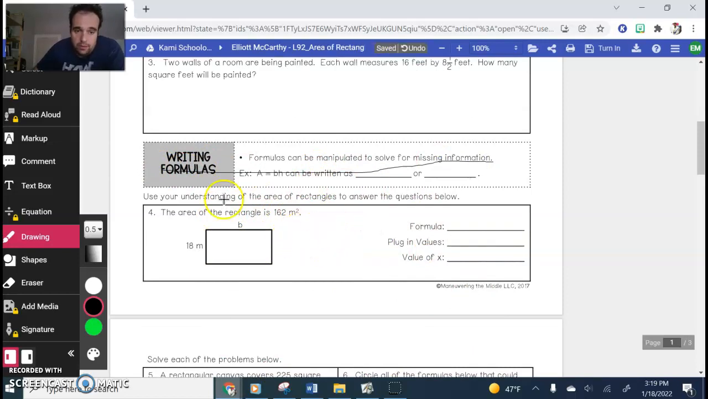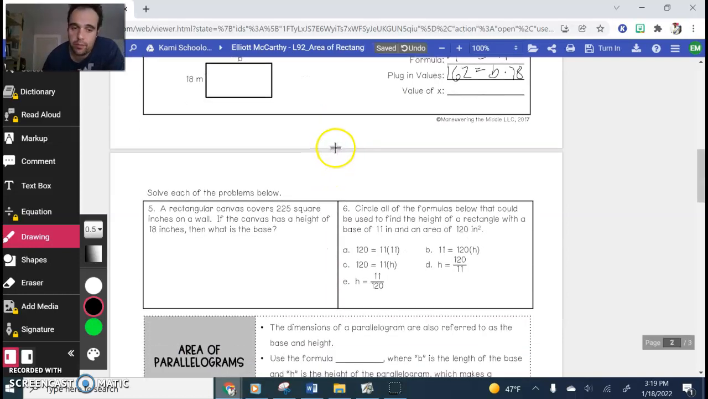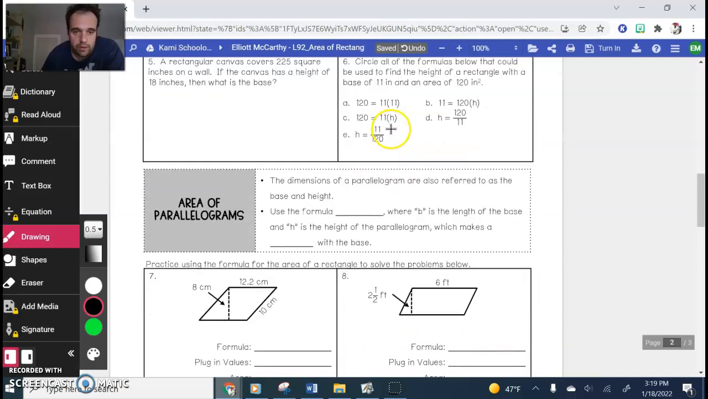Okay. Now this one says the area is 162. You got the height. You don't have the base. You'll use the same formula. Area equals base times height. Since you know the area now, you plug that in. You know the height, but you don't know the base. You can solve by doing inverse operations. Think back to algebra and how you would solve that. Okay. 5 and 6 run a similar way.